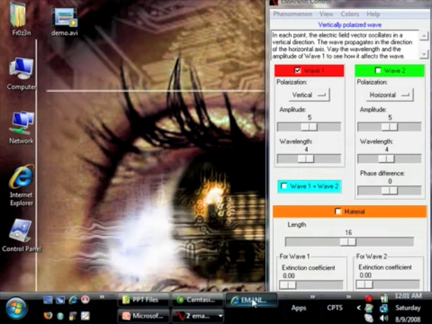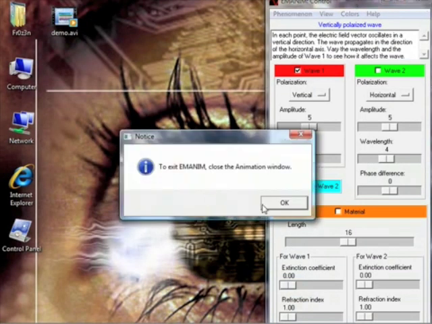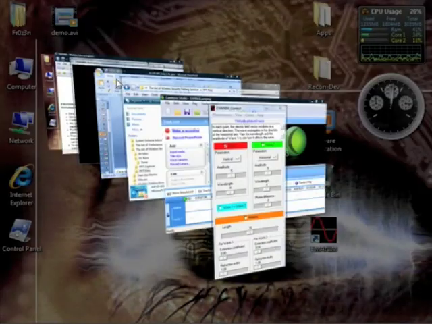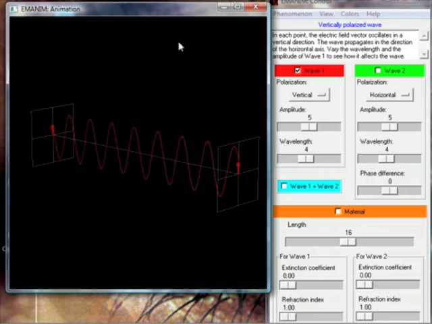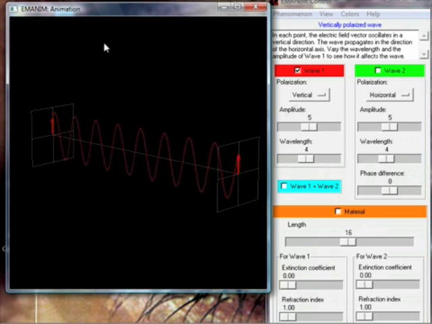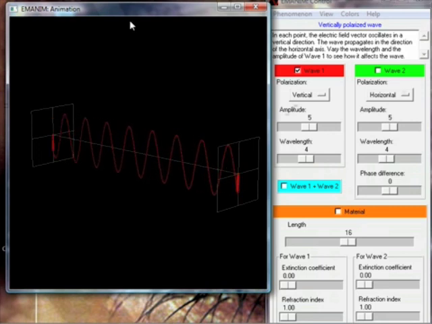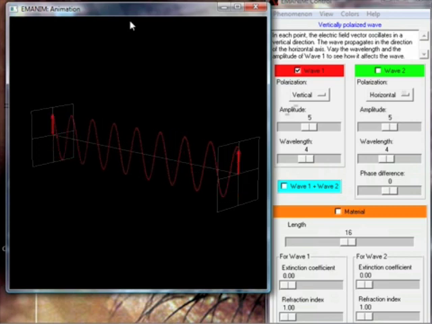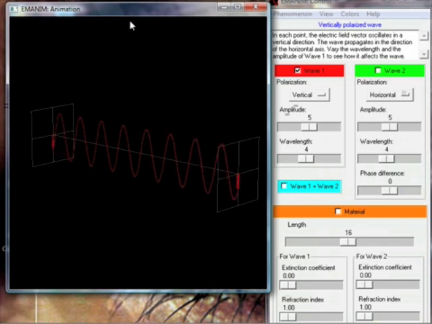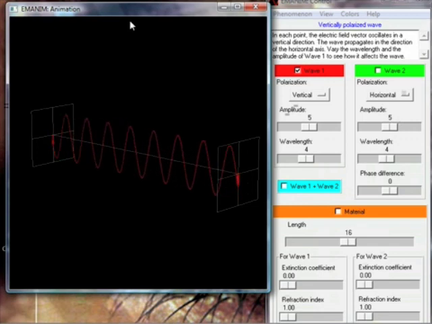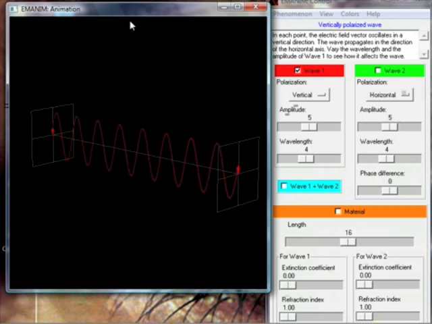I say that, and we're almost there. There we go. And as you can see from the diagram in front of you, the animation is actually showing us wave 1. Now in each point, the electric field vector oscillates in a vertical direction. The wave propagates in the direction of the horizontal axis, and vary the wavelength and the amplitude of wave 1 to see how it actually affects the wave.